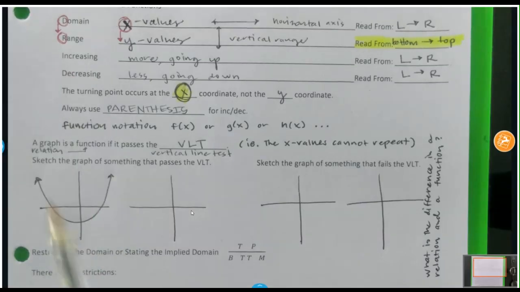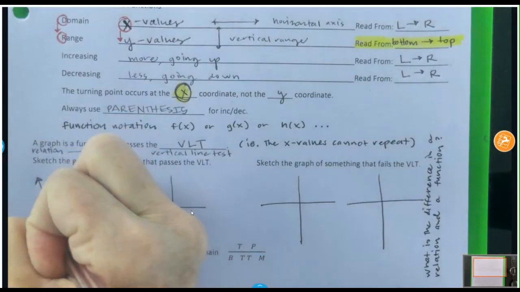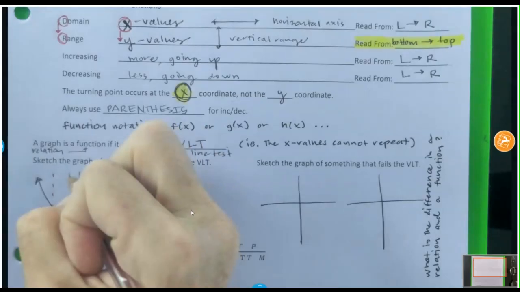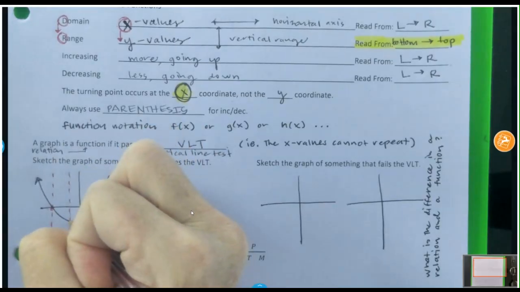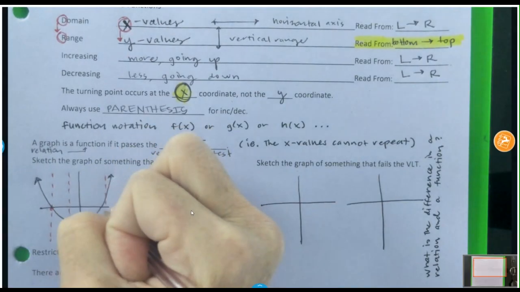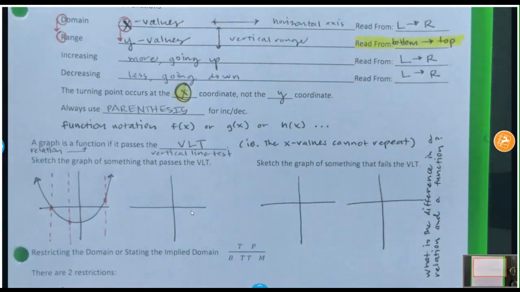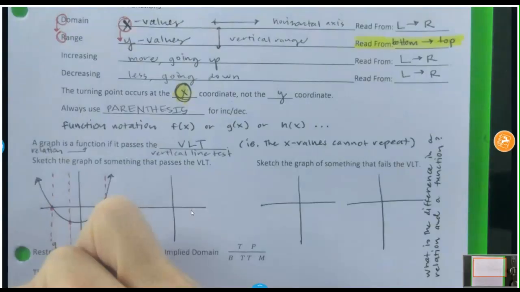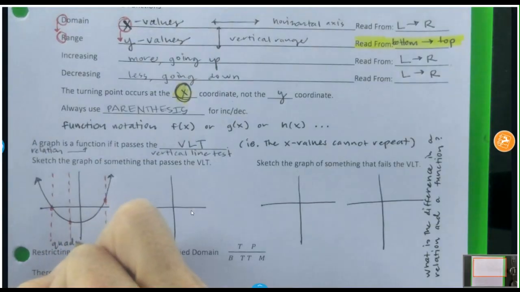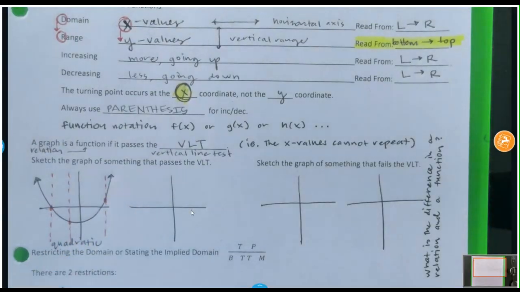This is a function because no matter where I put my vertical line, if I put it there, if I put it here, if I put it over here, it's never going to touch the vertical line more than one time. Okay? Now, just food for thought, this would be a quadratic equation. Write that down because if you look down just below my squiggly line, that's the next topic, quadratic equations.